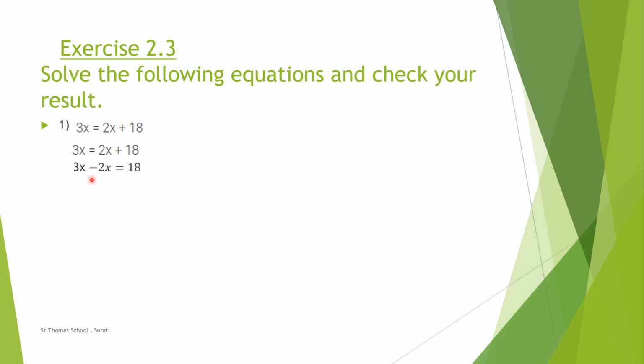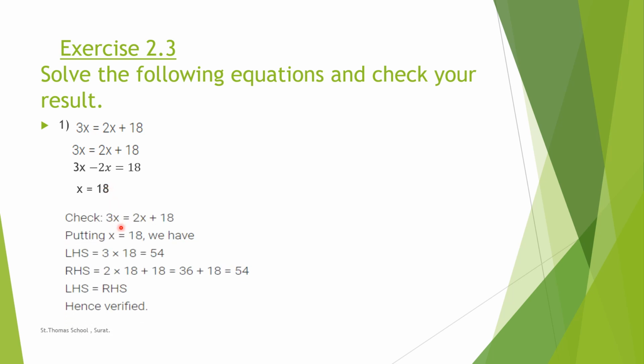What is 3x minus 2x? 3 minus 2, that is 1x. We can write it as x. So x is equal to 18. Is it clear? Now you have to check your result. So what is the meaning of check? Just substitute the value in the LHS and in the RHS. Both answers are the same, so we can say that our answer is correct. Verified.